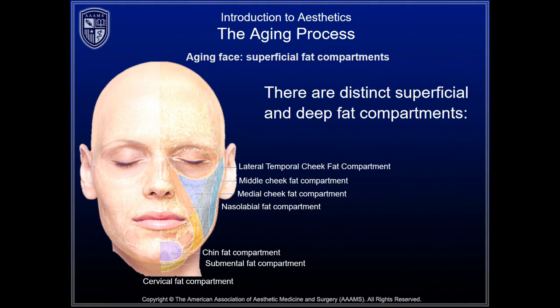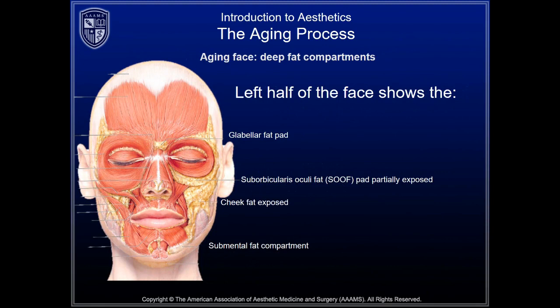The aging process affects all layers of the face from the skin down to the bone. In this slide, we could see the superficial fat compartments along with the subcutaneous fat, which are both affected by the aging process. The left half of the face shows the following: the glabellar fat pad, the suborbicularis oculi fat or SOOF, cheek fat, and submental fat compartments. These are part of the deep fat compartments that are also affected by the aging process.